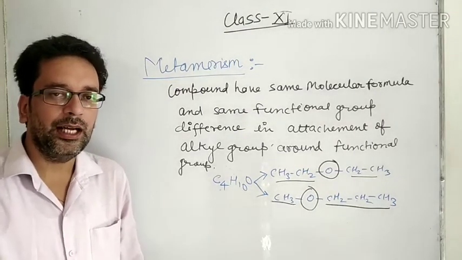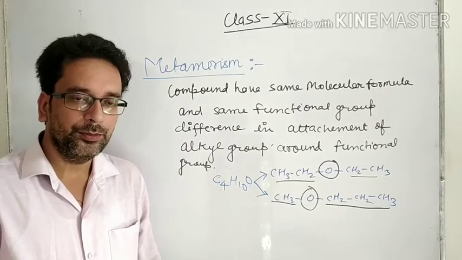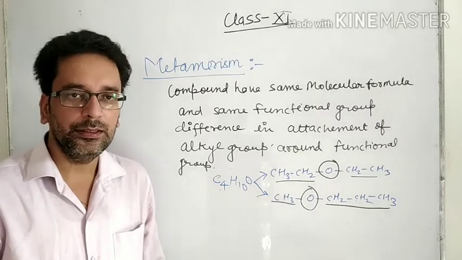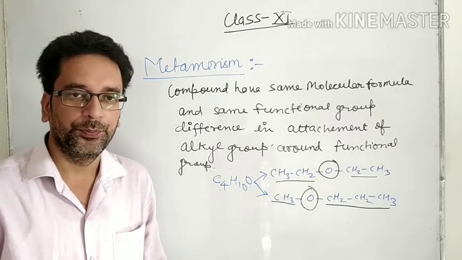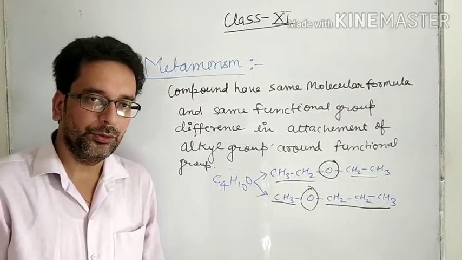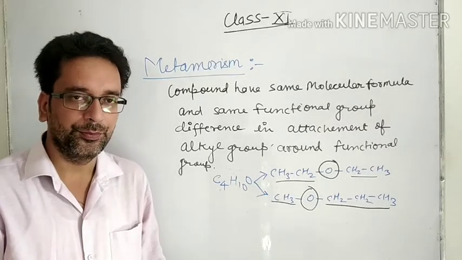Now the last one is tautomerism, also known as keto-enol isomerism. We will discuss it in the next video, tomorrow. And also revise your topics, nomenclature and this isomerism. Thank you.